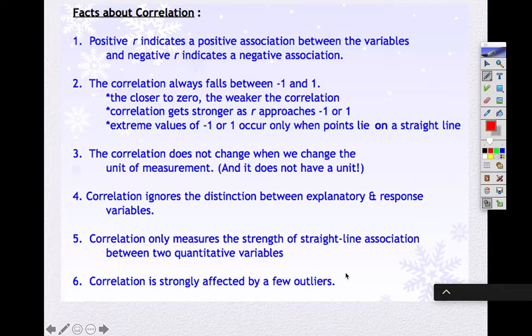Correlation is strongly affected by outliers, so always keep that in mind. If you have an outlier, it'll really mess with your value of r.